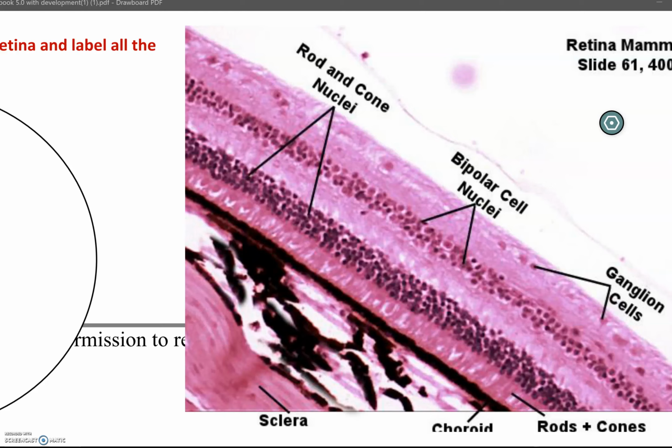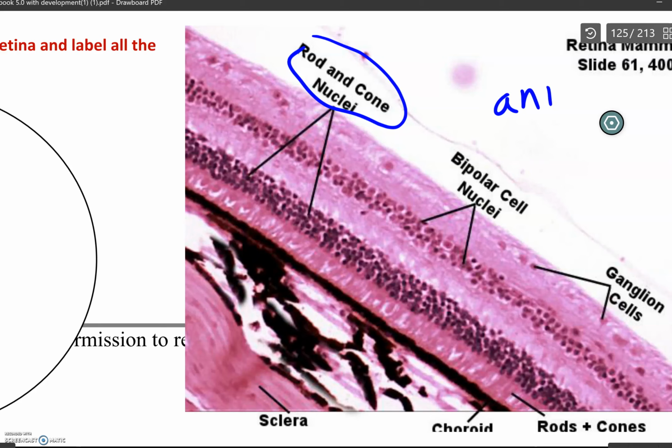In this week's video, we are going to be looking at the histology for the special senses. Our first slide is the retina, where we're interested in the photoreceptors, which are called rods and cones. Now, this view, this is anterior, and it's posterior back here.